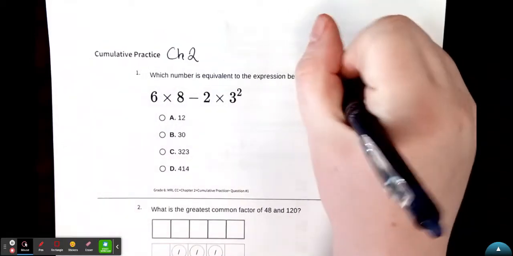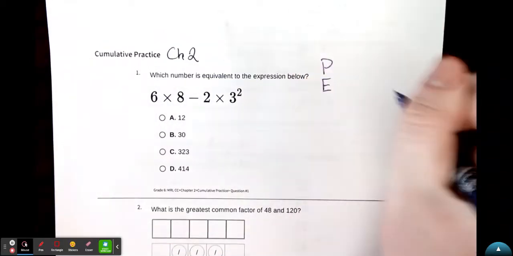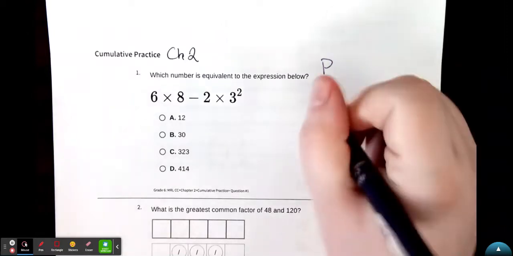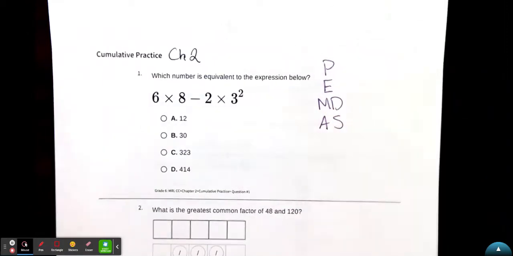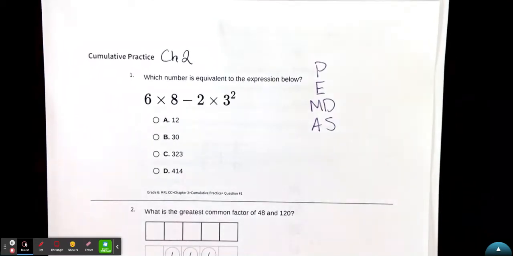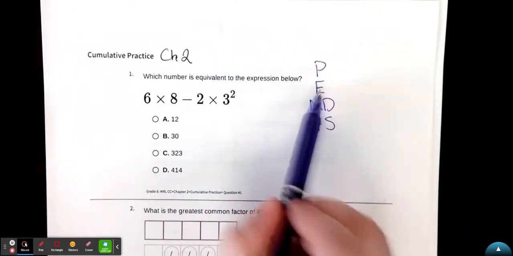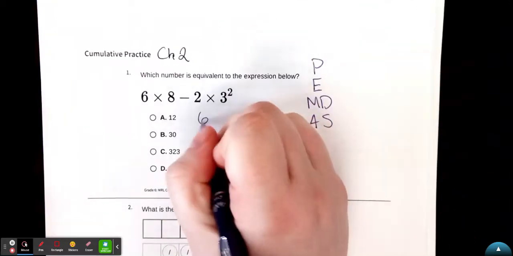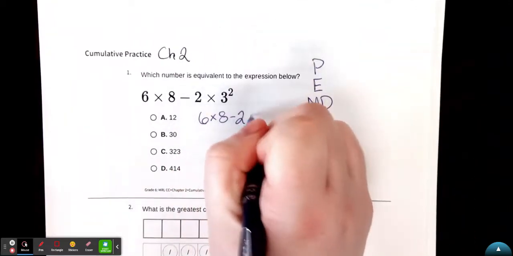So remember it's P for parentheses, E for exponents, M and D are in the same step from left to right for multiplication and division. And then we have addition and subtraction from left to right for the last step. So no parentheses in this one. We do have exponents. 3 to the power of 2 is 9. So we have 6 times 8 minus 2 times 9.